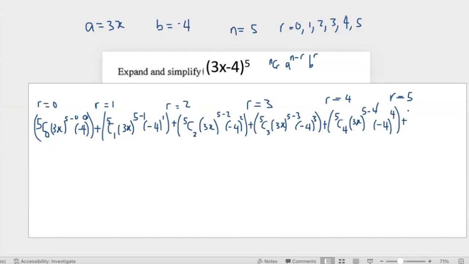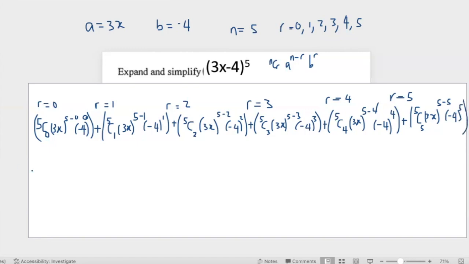Plus, finally 5C5, 3x, 5 take away 5, -4 to the 5th.